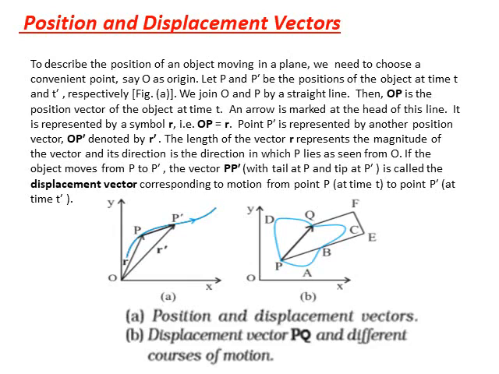To describe the position of an object moving in a plane, we need to choose a convenient point, say origin. The position vector gives us the position of an object with reference to this chosen point, or with respect to the origin of a coordinate system. That's why it is called a position vector.